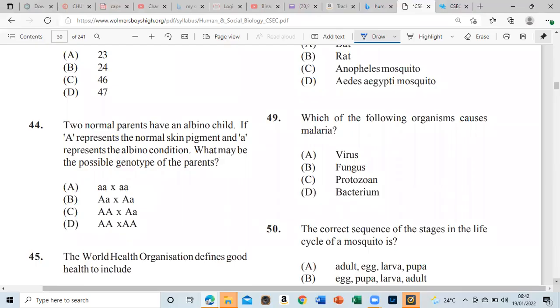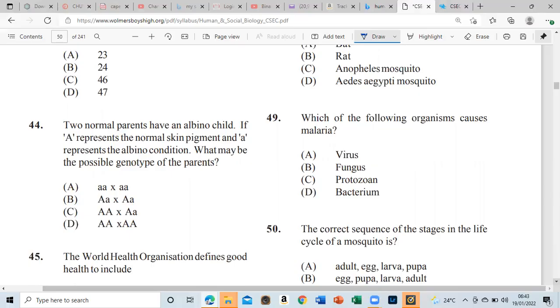Two normal parents have an albino child. If A represents the normal skin pigment and a represents the albino condition, which may be the possible genotype of the parents?